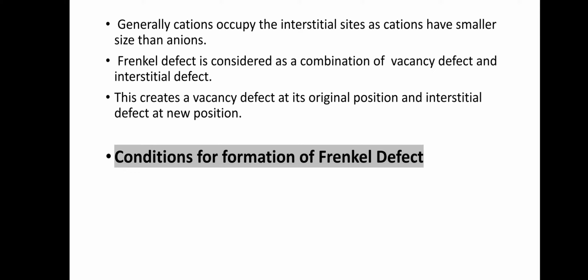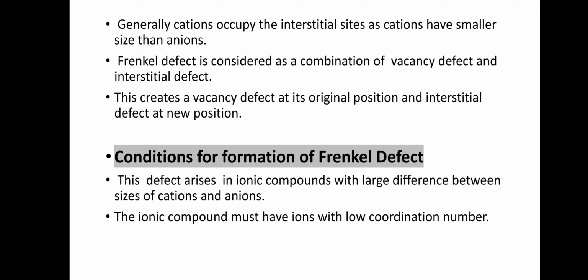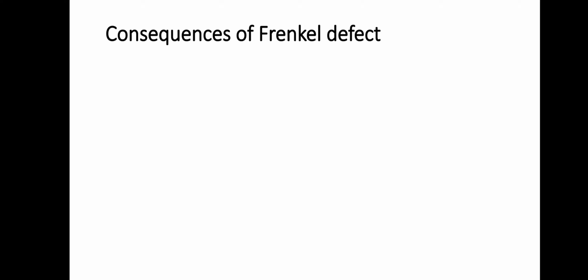Now, the conditions for the formation of the Frenkel defect are: this defect arises in ionic compounds with a large difference in the size of cations and anions. Ionic compounds must have ions with a low coordination number.